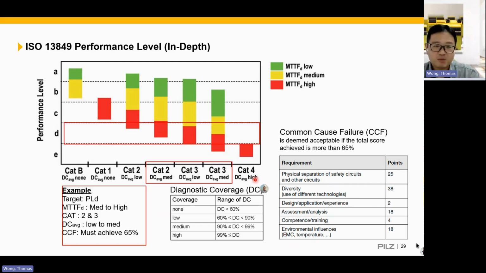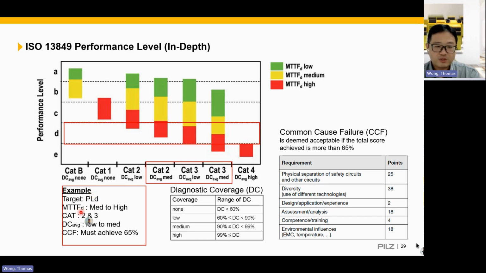So let's do an example. We want to have a performance level target of D. After going through the chart just now, we feel that, okay, my robot is actually D. So I will target D. How do I achieve target D? You can see this area here. These are all things that can help you achieve D.